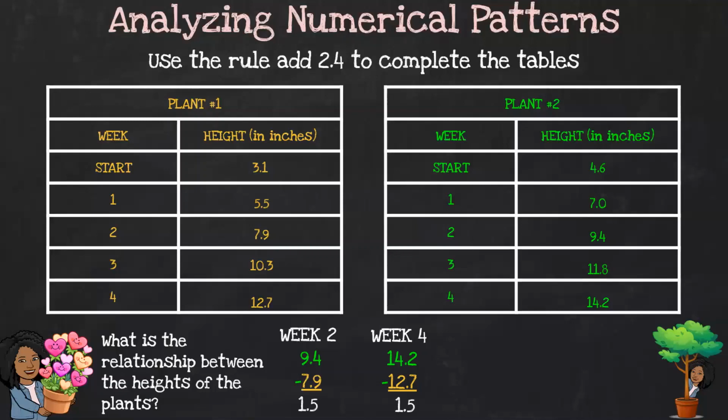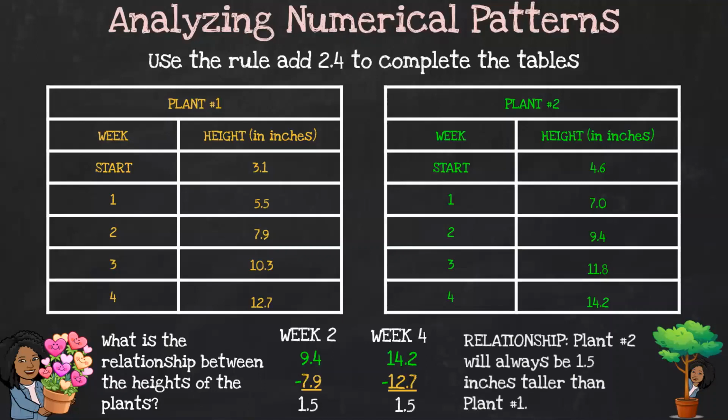This is going to be a consistent pattern. If we continued and we found the difference in week number 1 and we found the difference in week number 3, we would see that the difference will also be 1 and 5/10 inches for those weeks as well. So the relationship is that plant number 2 will always be 1 and 5/10 inches taller than plant number 1. That is the relationship. How do the two numbers correspond to each other from the two different data sets?